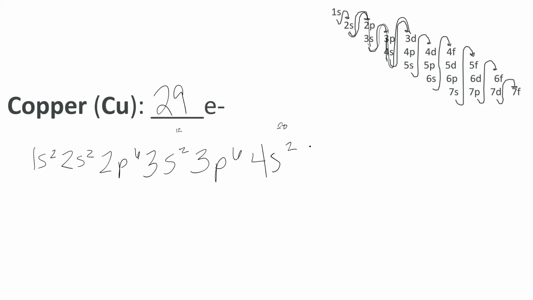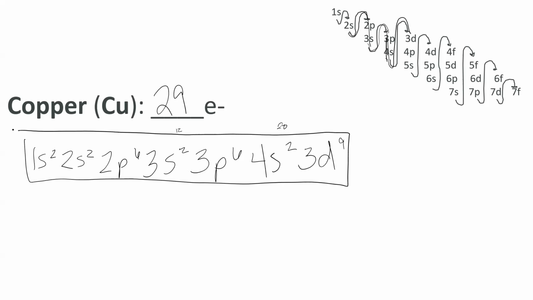Back up to 3d. I need 9. D can hold up to 10. So it's going to be 3d9. 2 plus 2 is 4, 10, 12, 18, 20, 29. This is my electron configuration for copper.